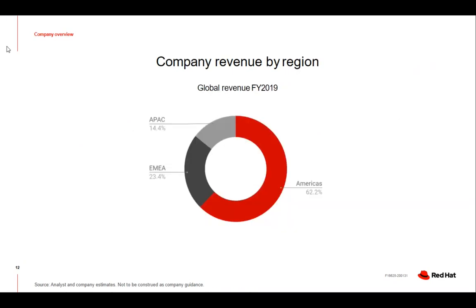Let's see the opportunity. Out of the global revenue of Red Hat, how is the Middle East performing, for example? The EMEA region is significantly contributing 23.4% of the total Red Hat revenue, which means there's a lot of opportunity over here. We are almost one-fourth of the total revenue of the company in this region. This means there's a lot to do still, to have a bigger pie. This is where the opportunity lies for you as well.